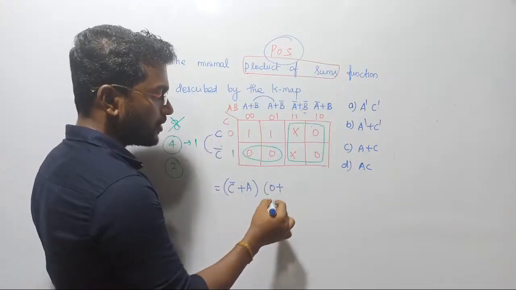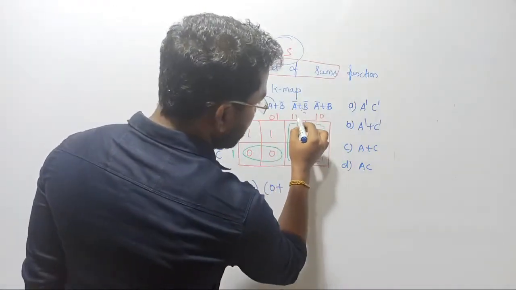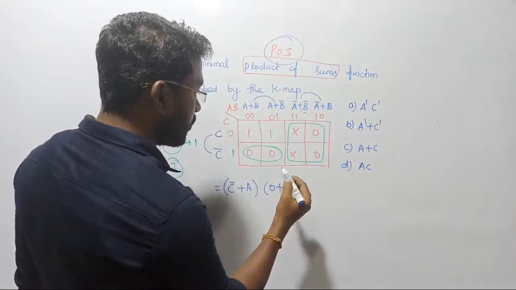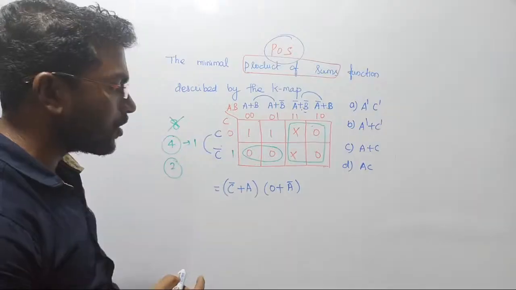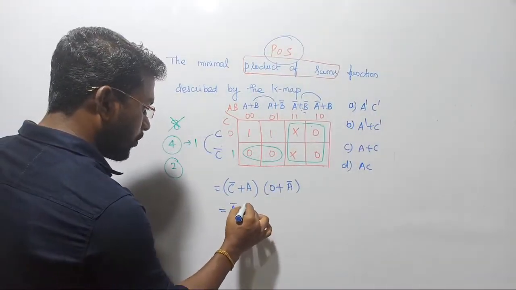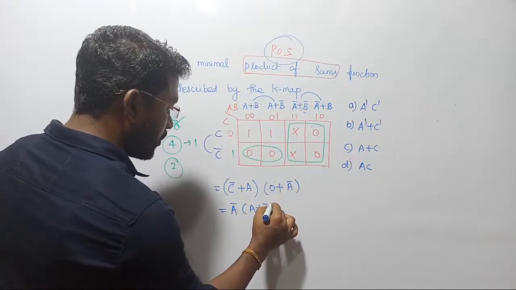So 0 plus we should consider in between, right? So these two cells, which is the common term here? Common term is A bar. So your answer is A bar. I had proved already how this common term is coming out. Please revise your notes. So see there, I got what? A bar into A plus C bar, correct? That is what we got.